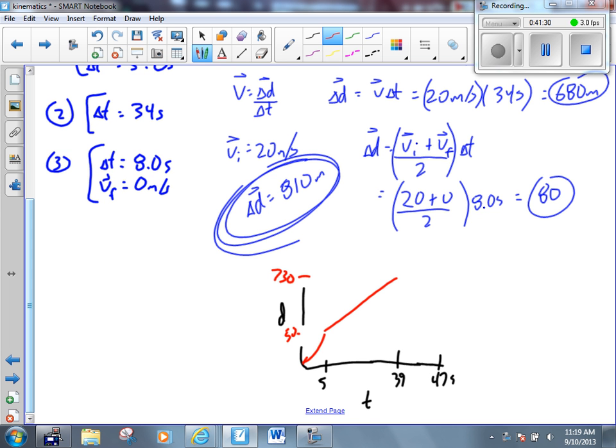Why 730? Why not 680? Because it's gone 680 past 50 meters, right? And then finally, it goes another 80 meters as it slows down. What's that mean? Is it going to go down here? Is that right? No, it's not going backwards, is it? It's just slowing down. So it's going to look something like this, right? Does that make sense? And this one is going to be, we went another 80 meters, so it's going to be 810. Is that right?